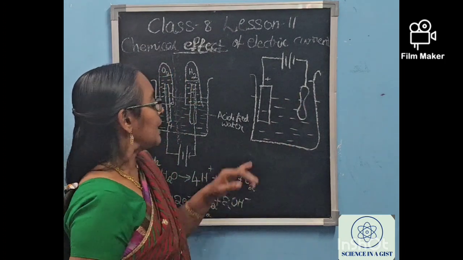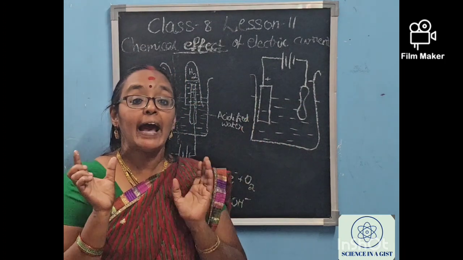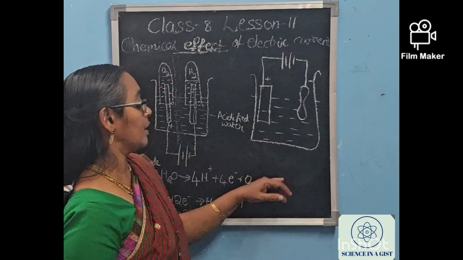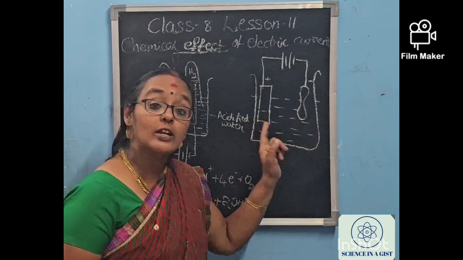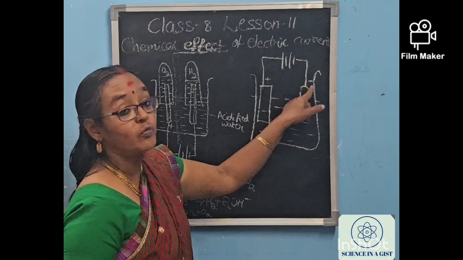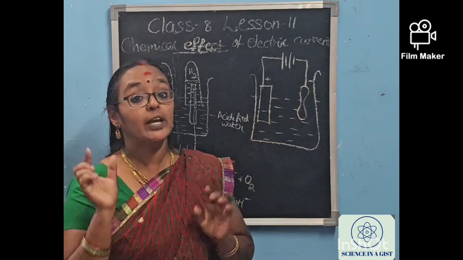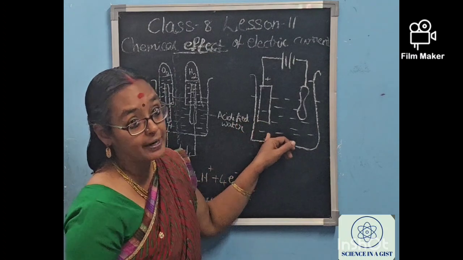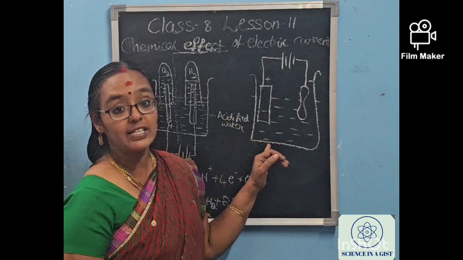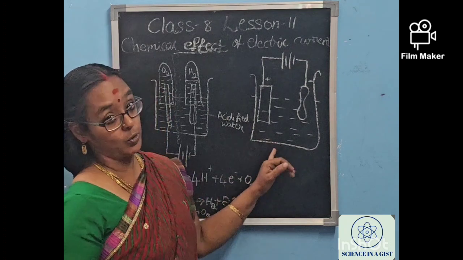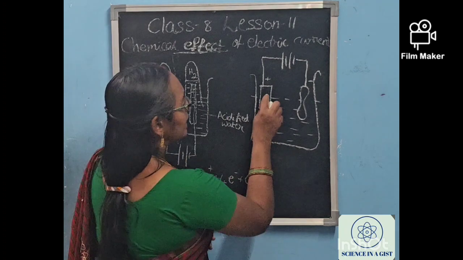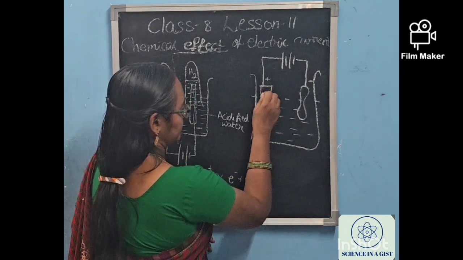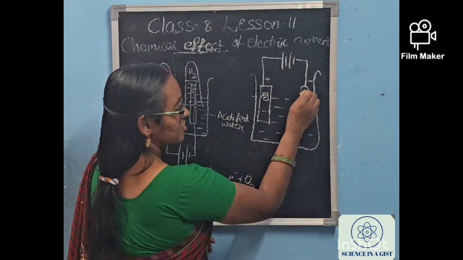This is the setup. See, if the silver has to be coated on the steel spoon, the spoon on which the silver has to be coated should always be at the negative terminal. So, it will be acting as the cathode. Okay. And the silver which has to be deposited should always be the anode. So, here this is silver. And this is the steel spoon.